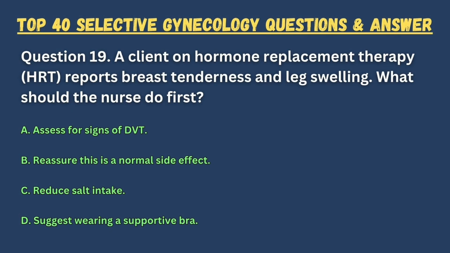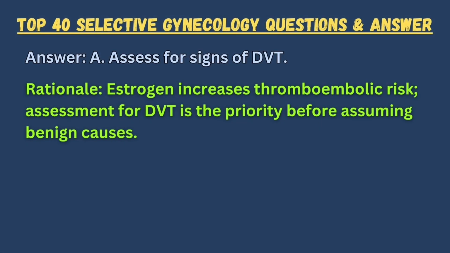Question 19. A client on hormone replacement therapy, HRT, reports breast tenderness and leg swelling. What should the nurse do first? A. Assess for signs of DVT. B. Reassure this is a normal side effect. C. Reduce salt intake. D. Suggest wearing a supportive bra. Answer: A. Assess for signs of DVT. Rationale: estrogen increases thromboembolic risk. Assessment for DVT is the priority before assuming benign causes.